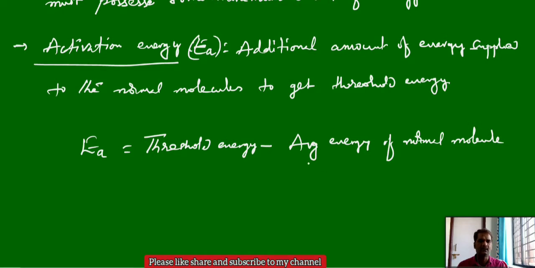So, each molecule has some normal average energy, and to convert into the product, it requires some minimum energy to attain the threshold energy. So, whatever energy we supply to reach the threshold energy is called activation energy.